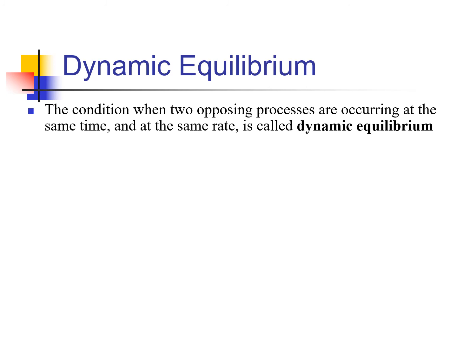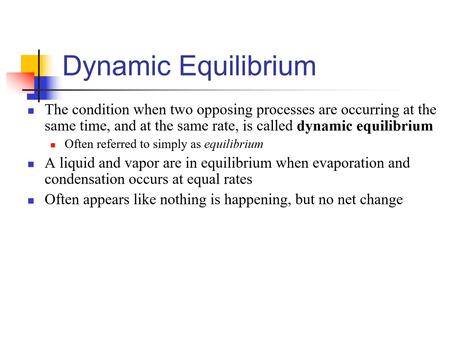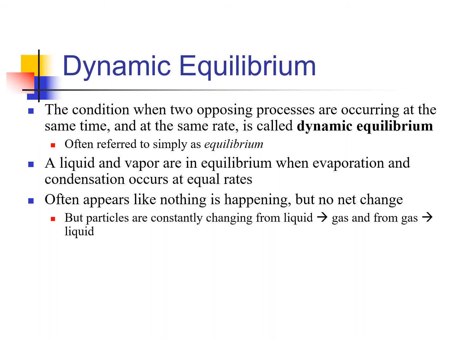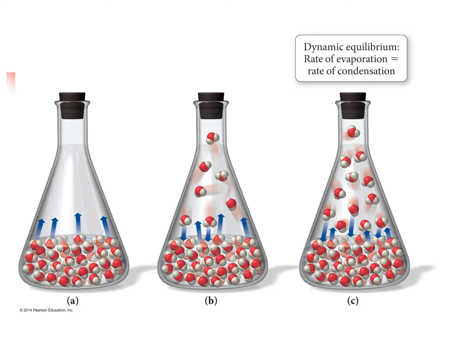And again, we know dynamic equilibriums. I'm not going to preach that overmuch. So the liquid and the vapor are going to be in equilibrium when evaporation and condensation occur at equal rates. This will often appear like nothing's happening, but there's no net change going on. But again, the molecules are constantly shifting from liquid to gas, gas to liquid. And again, vapor pressure is just the pressure of the vapor once we reach equilibrium. And we can see that here. So here we start all liquid, some start evaporating. Now some are evaporating, some are condensing back down, and eventually we hit this equilibrium in the middle.